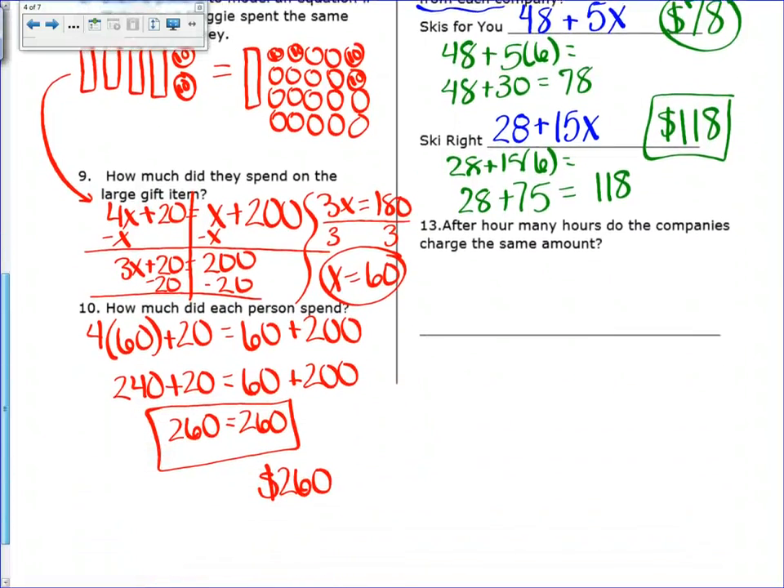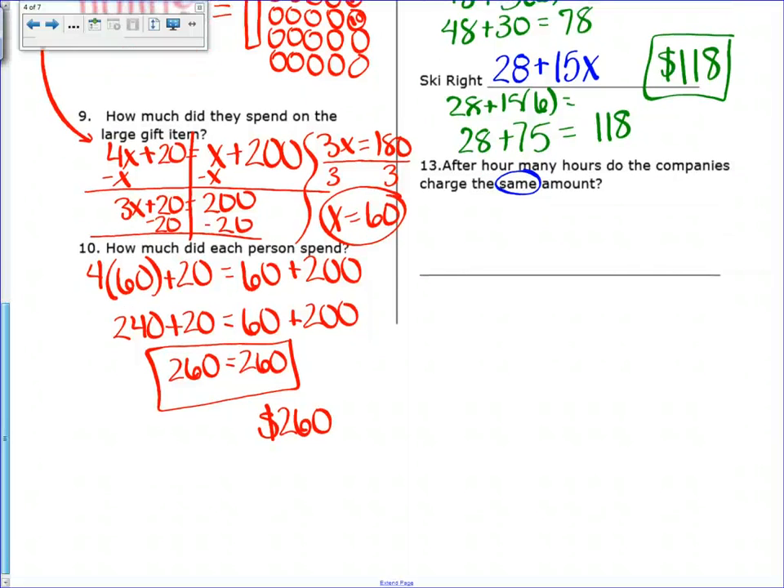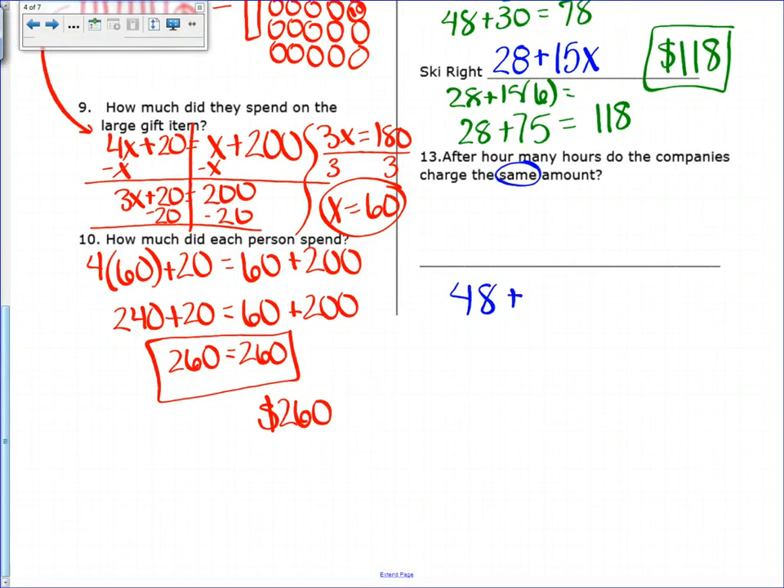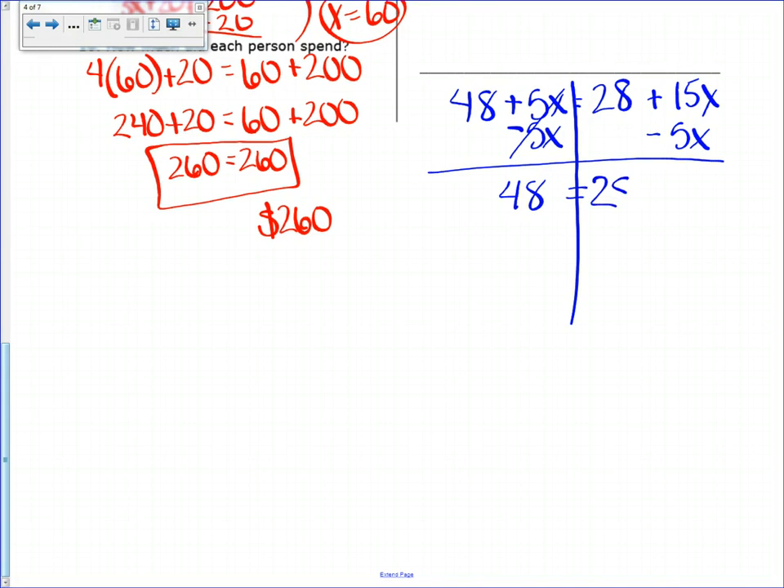Number 13, after how many hours do the companies charge the same amount? So again, anytime you see same, you know you have to set your two expressions equal to each other. So it's going to be 48 plus 5x equals 28 plus 15x. And x represents my hours, so I'm going to solve this equation for x. So minus 5x, 48 equals 28 plus 15 minus 5 is 10x.